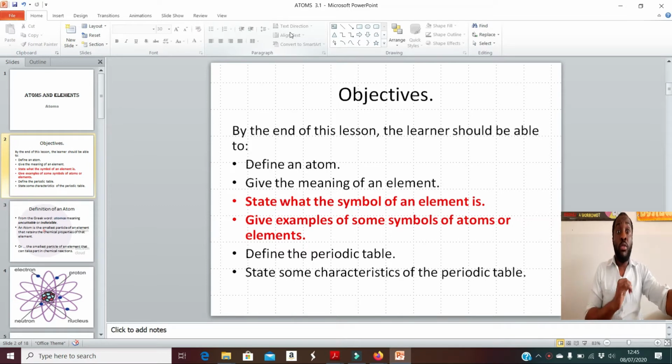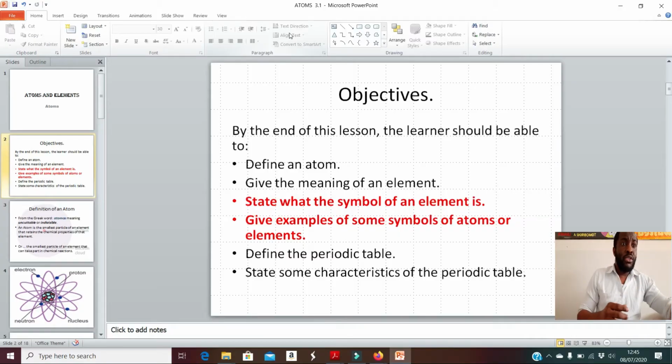So today we are going to usher ourselves to symbols of elements. And at the end of this lesson, we expect you to tell us what the symbol of an element is, and also give us some examples of symbols of elements.